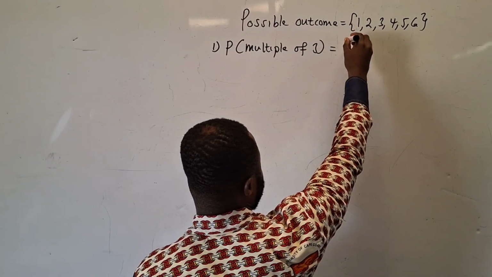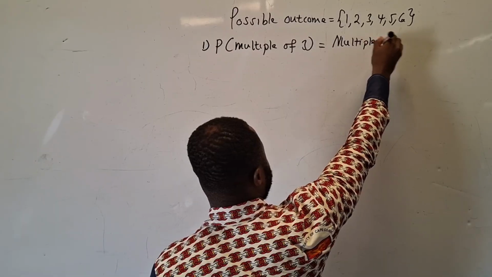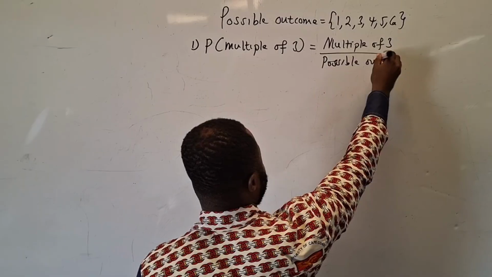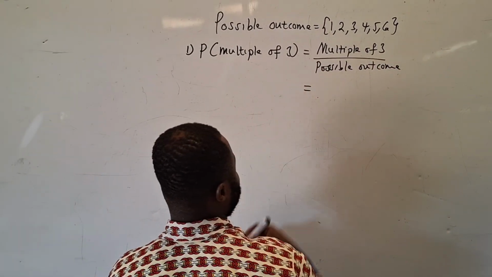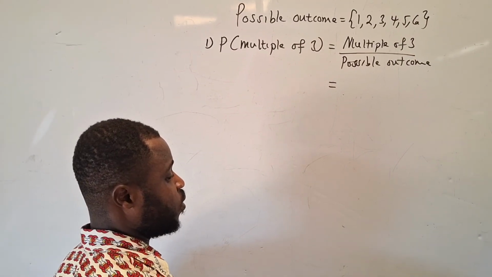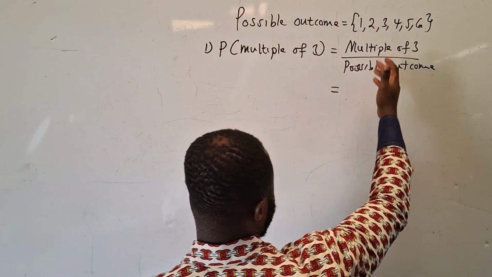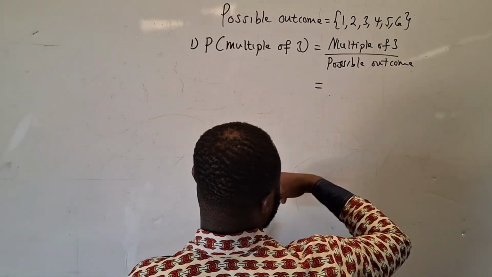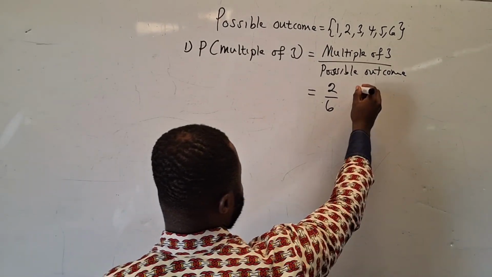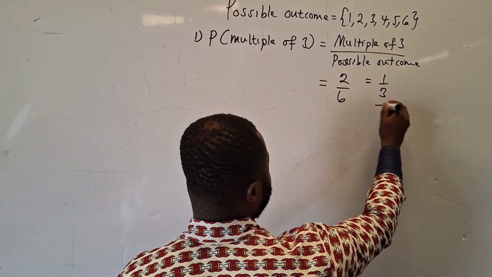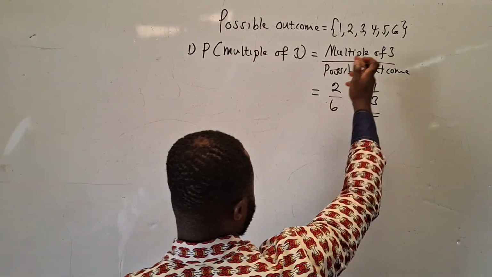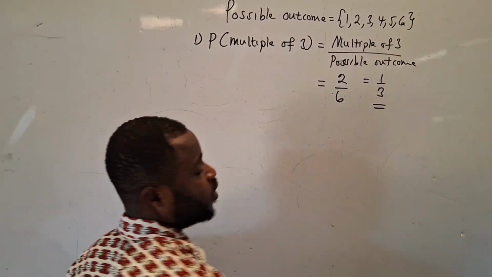That's going to be the multiples of 3 on the die out of the possible outcomes. Now, multiples of 3, from the 3 multiplication table, we have 3 and 6. So we have 2 numbers out of the 6 total sample space. To simplify it, you get 1 on 3 as the answer. So this is the probability of obtaining a multiple of 3 when a die is thrown once.